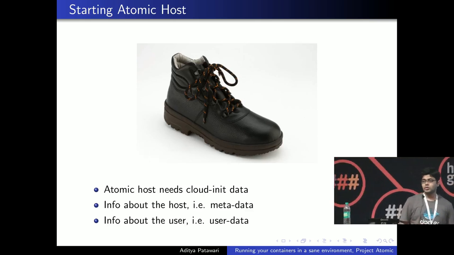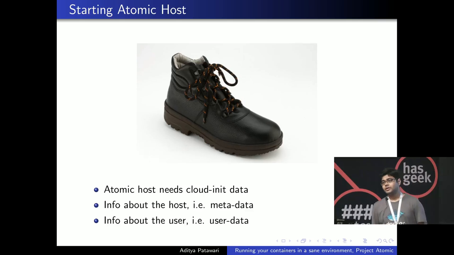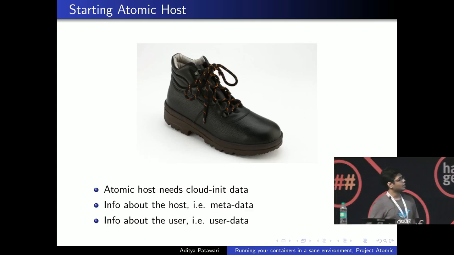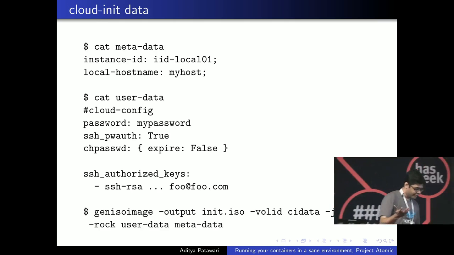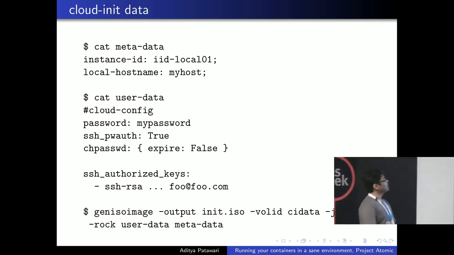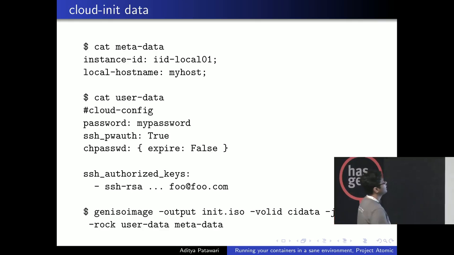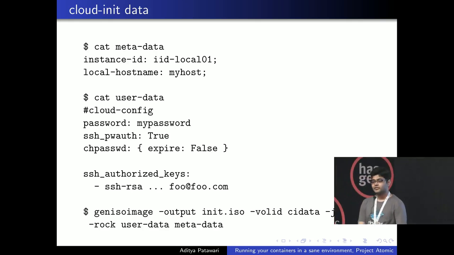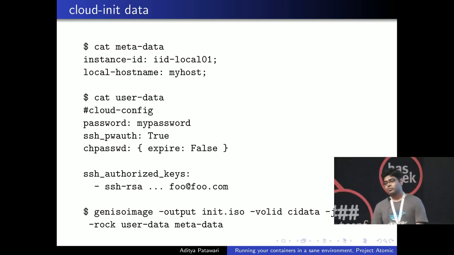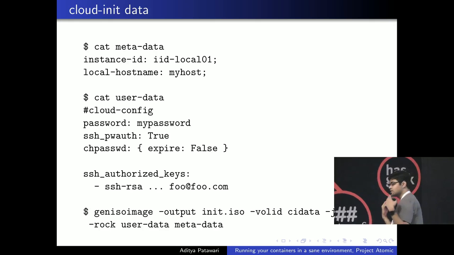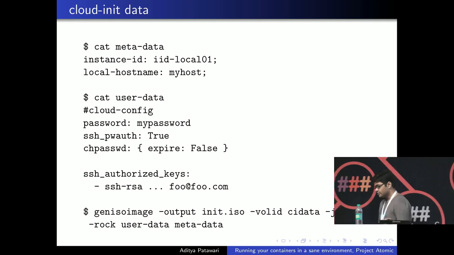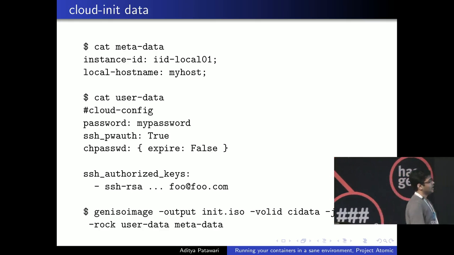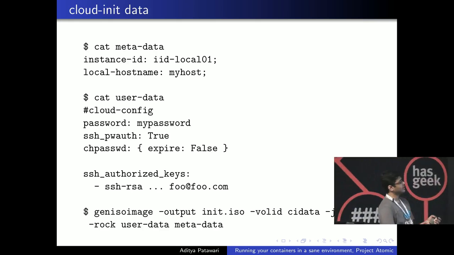So an Atomic host also needs that. You can either run a cloud-init server, or if you are not in a position to run a cloud-init server, you can fake it. For smaller instances, for smaller deploys, this is what I do. I basically shove metadata in a text file and then create an ISO and make the virtualization tool behave as if there is a cloud-init server running. This is the entire process. I'm not going to demo this for now because it takes time.